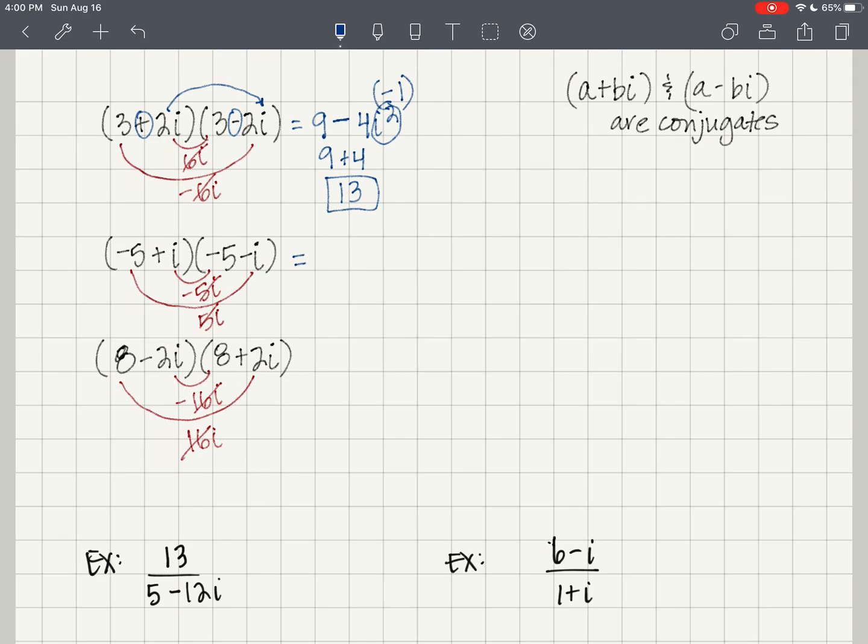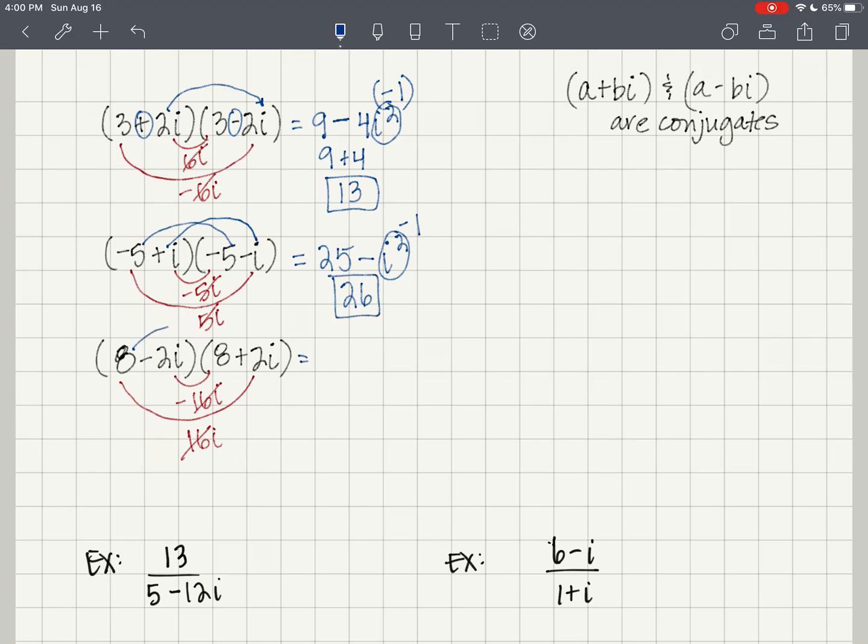Let's multiply these conjugates. Negative 5 plus i, negative 5 minus i, those are conjugates, so the outer and the inner will cancel out. The first is 25. The last is negative i squared, which is negative 1. So 25 minus negative 1 is 26.